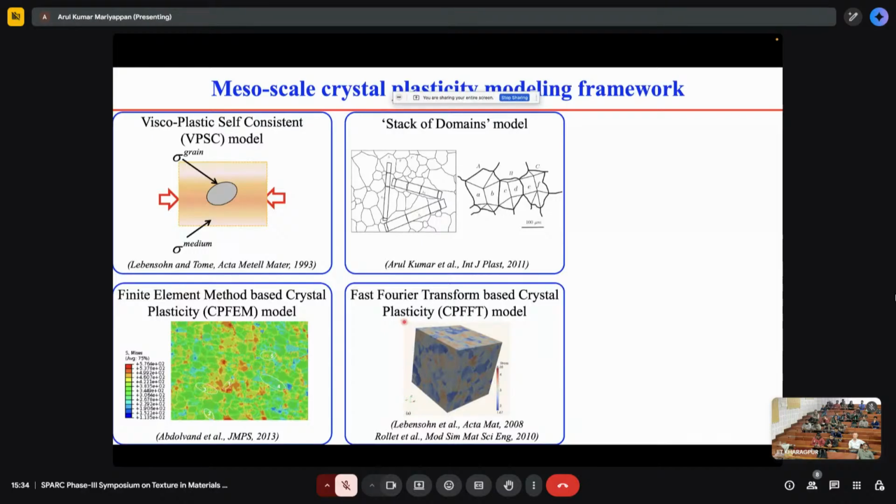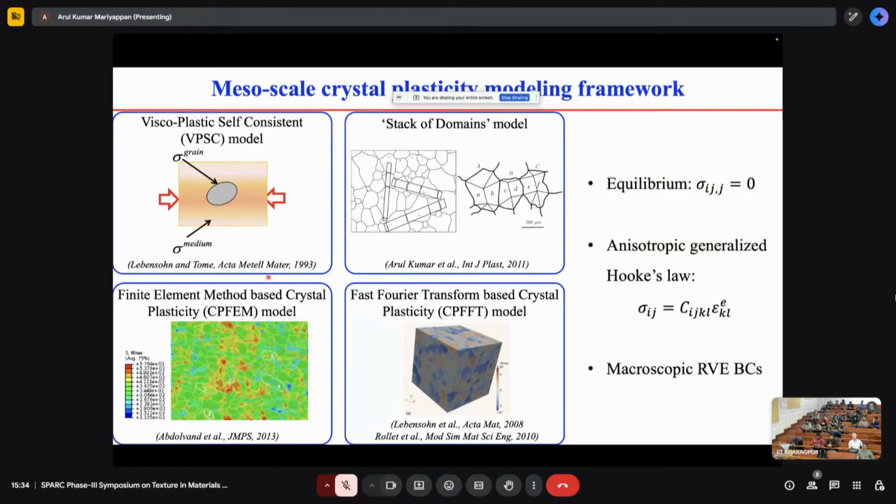I usually put 3 models. One is called the Sachs models, then the FEM based crystal plasticity model, and the last one is the Fourier transform based crystal plasticity model. But nevertheless, of the different frameworks, in all of these frameworks, what are we solving? We are solving simple equilibrium equations along with the generalized Hooke's law, which relates the state of stress to the elastic strain tensor using the anisotropic stiffness matrix, along with the macroscopic boundary conditions.